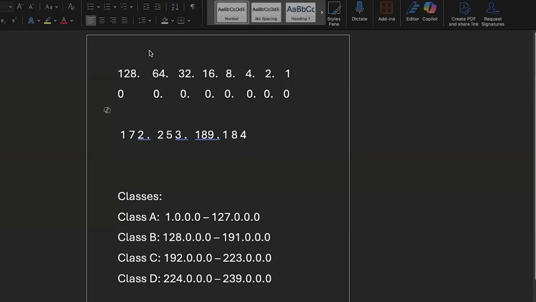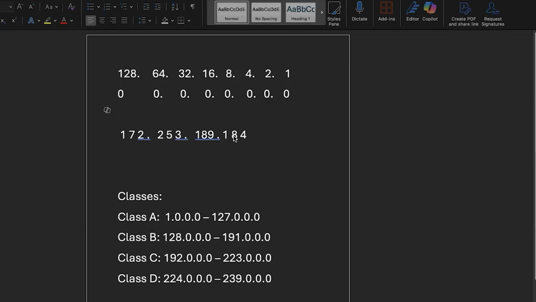IP addresses have a 32-bit format, and those 32 bits are separated by a decimal in groups of fours, octets. So this is an octet, this is an octet, this is an octet, this is an octet.